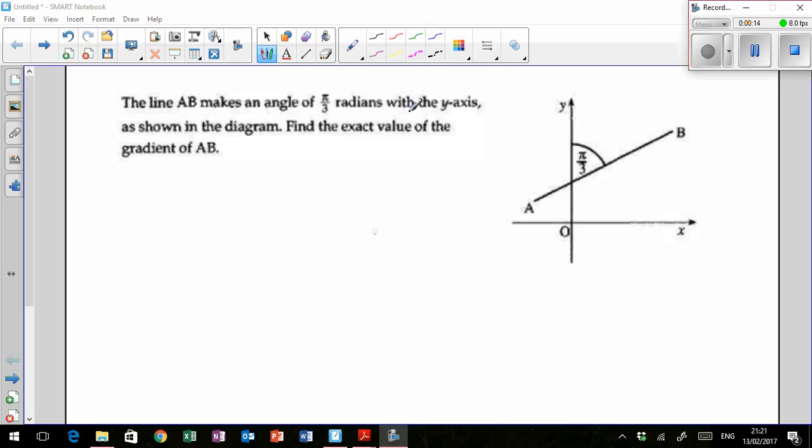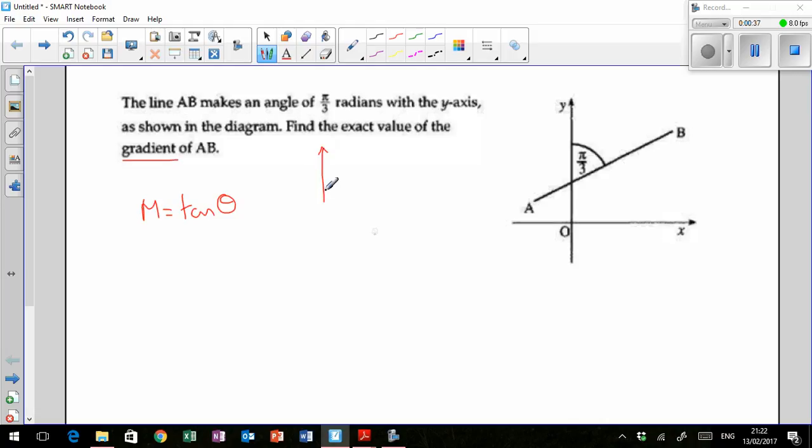The line AB makes an angle of pi over 3 radians with the y-axis, as shown in the diagrams. Find the exact value of the gradient. Okay, so we're asked for the gradient, and we've been given an angle. Now, as soon as you're working from a gradient and the only information you have is about the angle, you're going to be using tan theta. The important thing about this theta though is it has to be the angle with the horizontal.